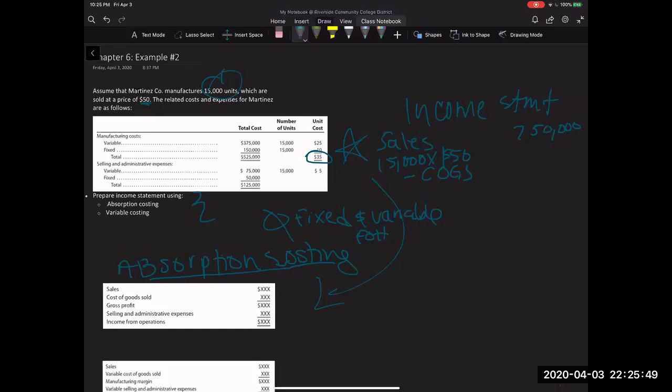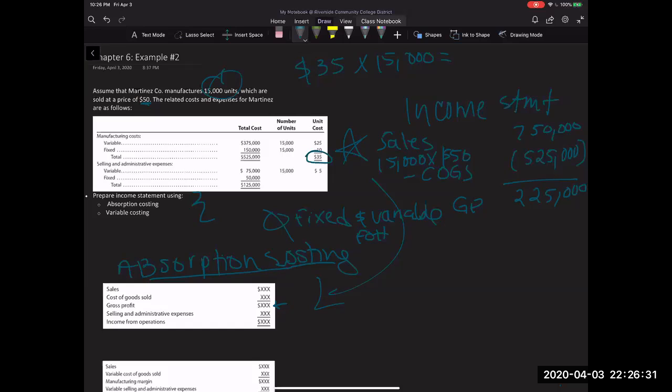So we would do $35 per unit times the 15,000 units that we sold, right? And if we did that calculation, it comes out to 525,000. Okay, so hopefully that's making sense. So as a result, if you're following along, our next one is our gross profit. Once we do this calculation, 750,000 less our 525,000 in cost of goods sold comes out to 225,000 as our gross profit.